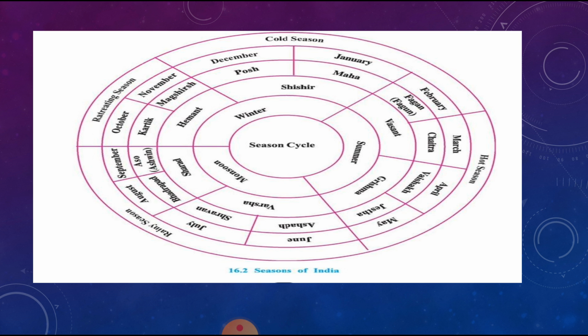We have discussed before the cold season, that is the winter season, known as Shishir, and in Gujarati it is Posh and Maha. It lies in the months of December to February. In this you can see all the seasons shown: the retreating season, rainy season, hot season, and cold season.